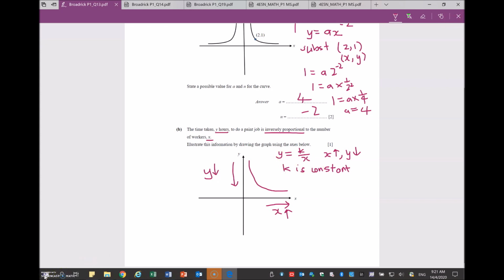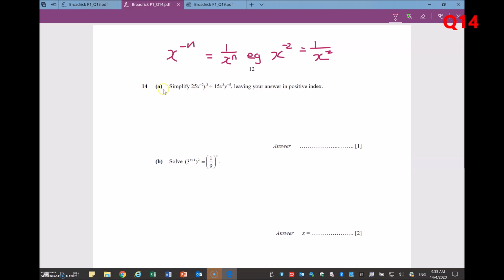Before we answer question 14a, you have to remember the formula that tells us how to change a negative index to a positive index. If x to the power negative n has to be changed from a negative index to a positive index, this would be equal to 1 over x to the power n. For example, x to the power negative 2 is actually 1 over x to the power 2. So now looking at this question, you have to simplify this, leaving the answer in positive index.